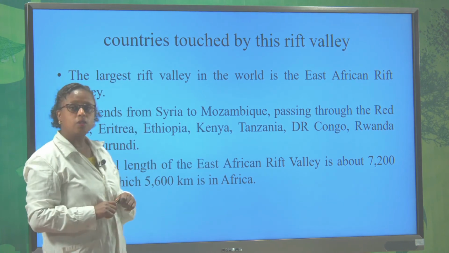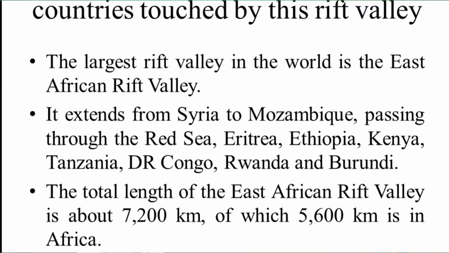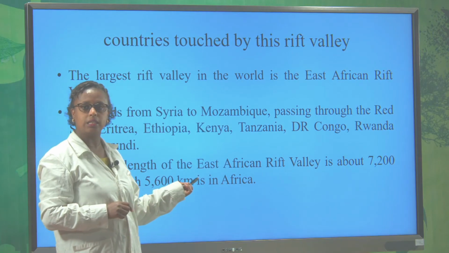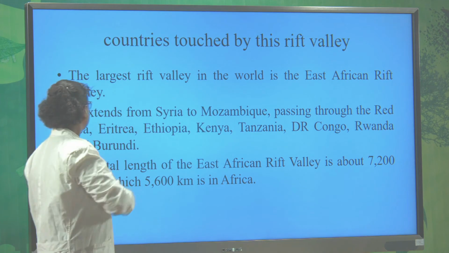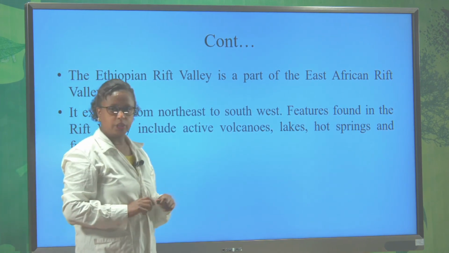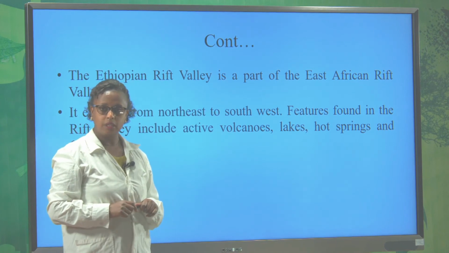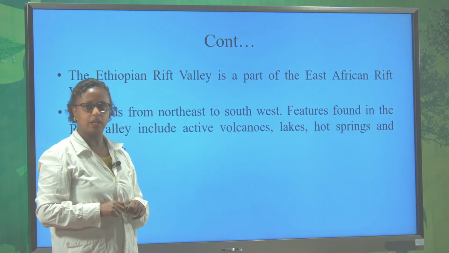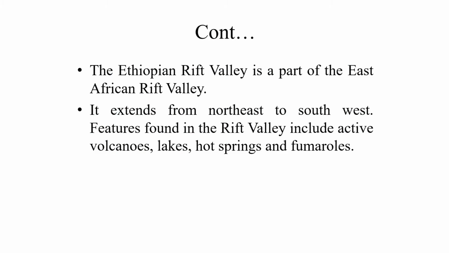The total length of the East African Rift Valley is 7,200 kilometers, out of which 5,600 stays in Africa. As I told you earlier, the Ethiopian Rift Valley is one part of the East African Rift Valley. It extends from northeast to southwest.